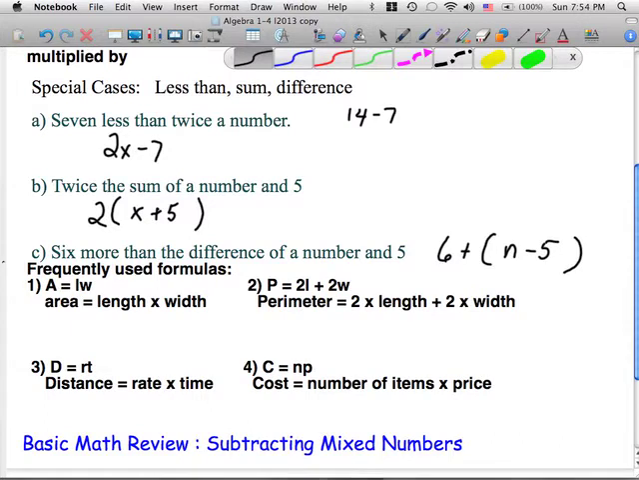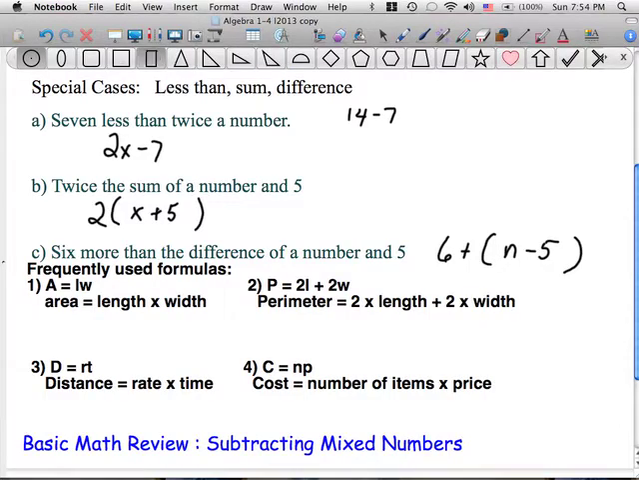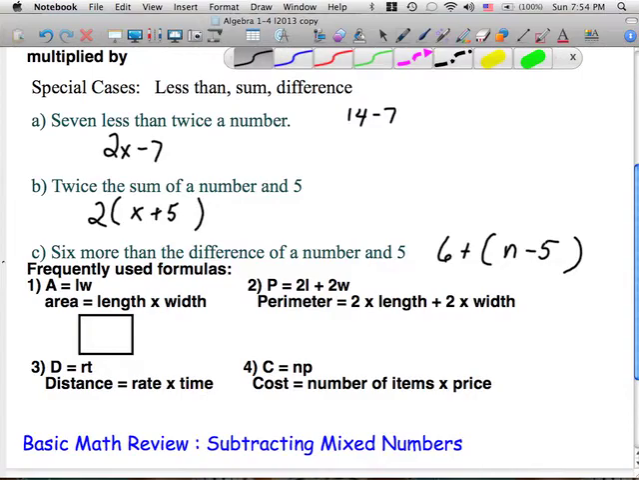In most of the word problems that you'll be seeing this year in algebra, you're going to find these formulas frequently. We're going to be using the area formula for a rectangle. Area equals length times width. So if you have a rectangle, remember you take the length times the width. So the area here would be 5 times 6, which is 30.